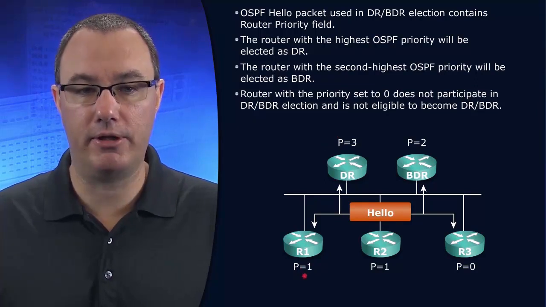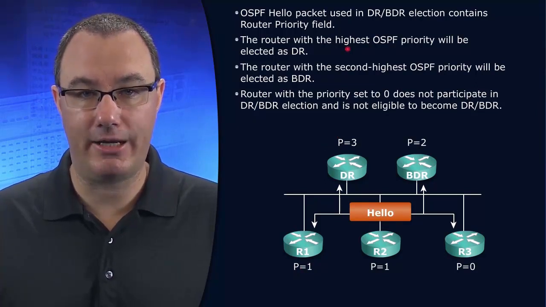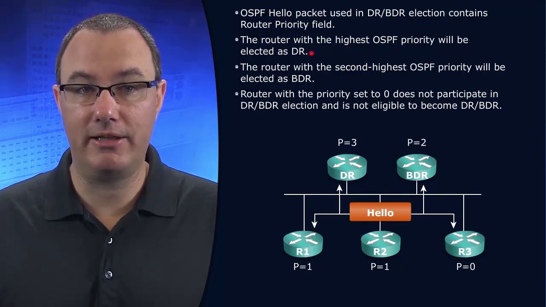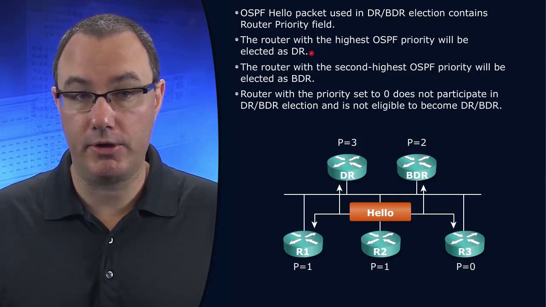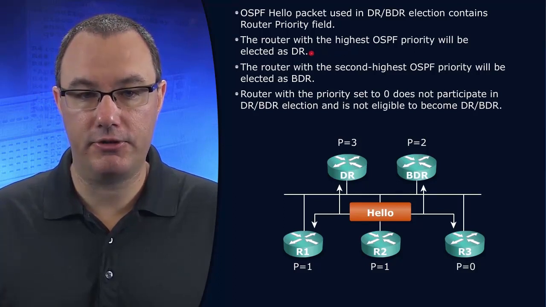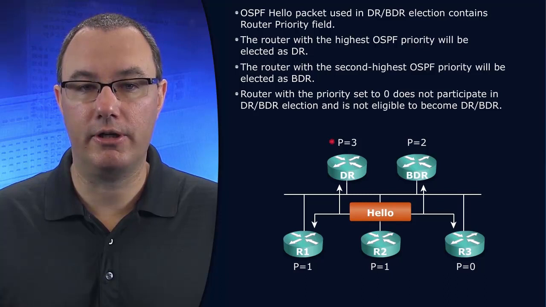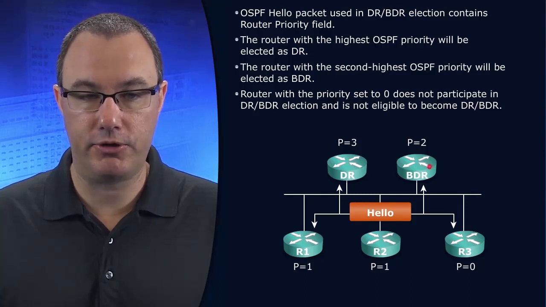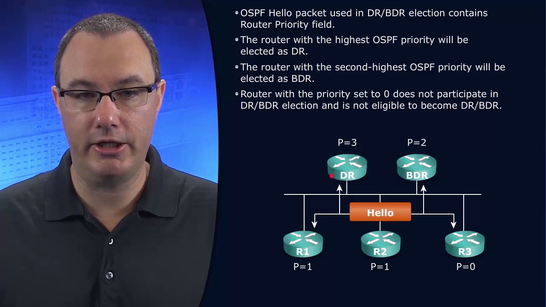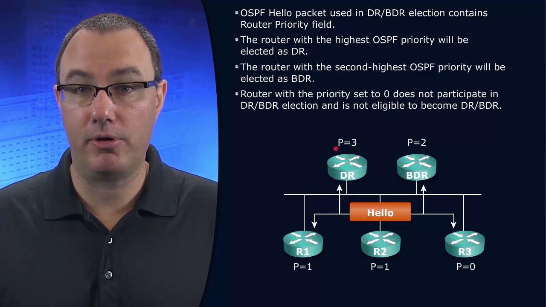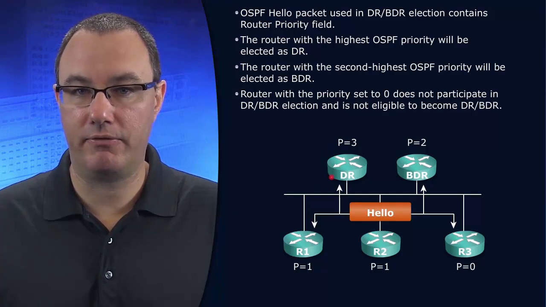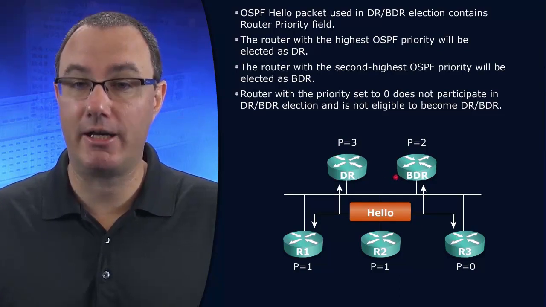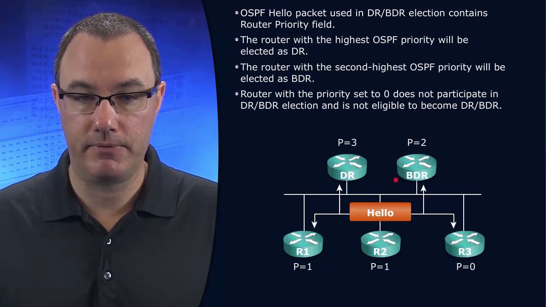The default priority is a 1. Now, higher priority means that this router is more likely to be the designated router, and we can go up to 255. The second highest router in terms of priority becomes the backup designated router. So in this topology, you can see pretty clearly a priority of 3 would be enough to become the designated router. 2 would be enough to become the backup to the designated router.